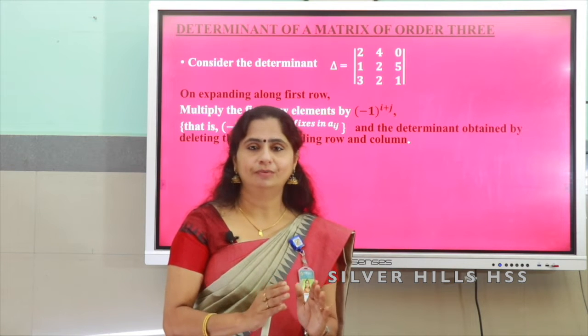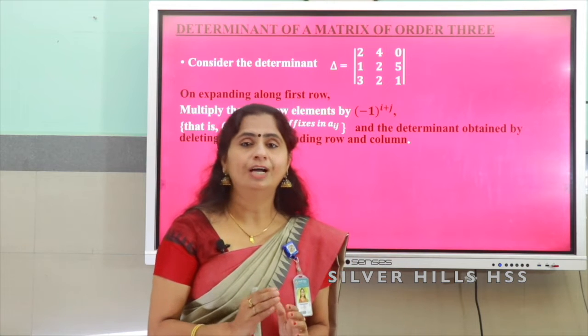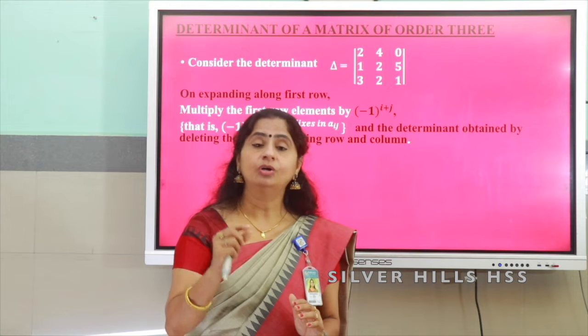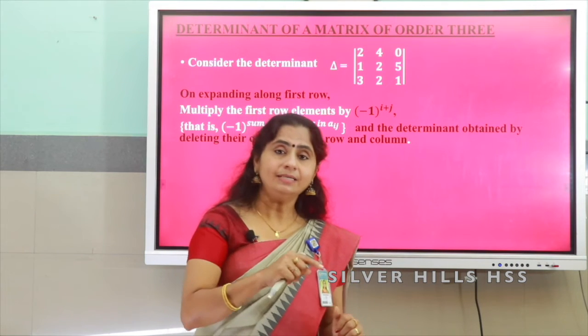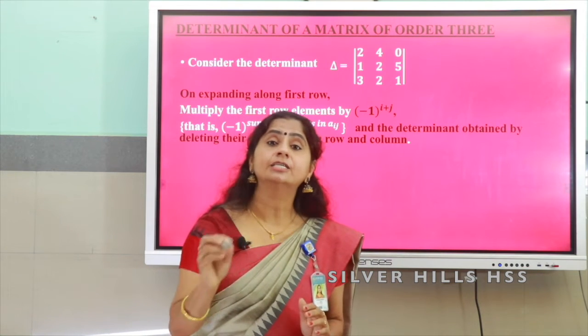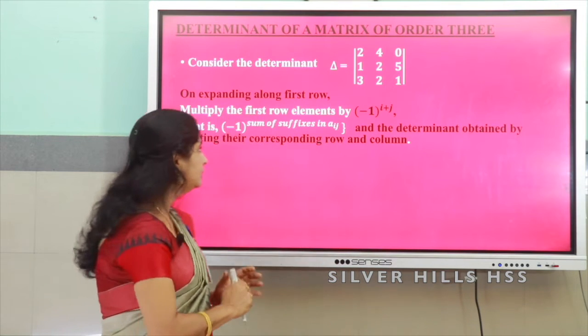The position of the element a_ij means what? The element is coming in the ith row and jth column. So minus 1 raised to i plus j means what? Those two suffixes are to be added. And then the determinant obtained by deleting the corresponding row and the column. So let's see one by one.